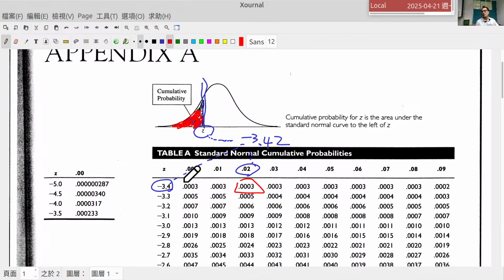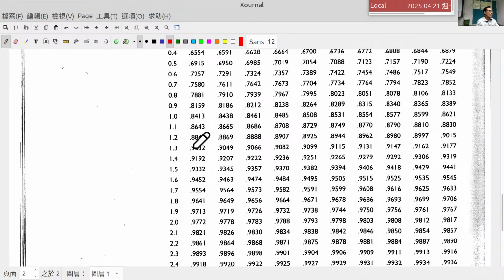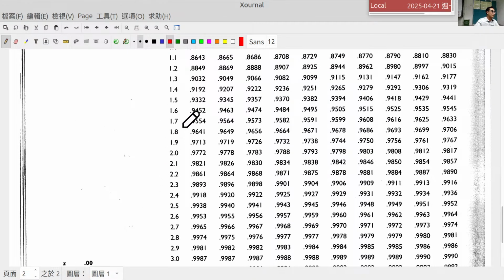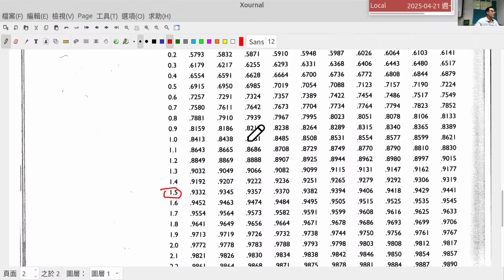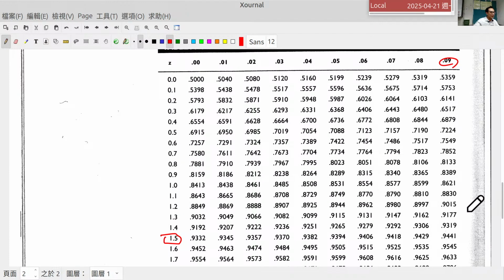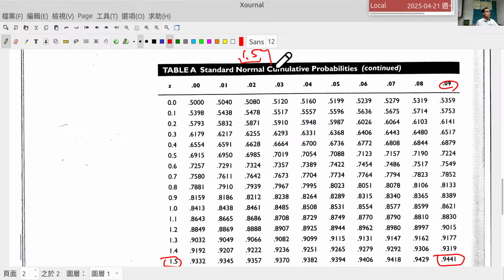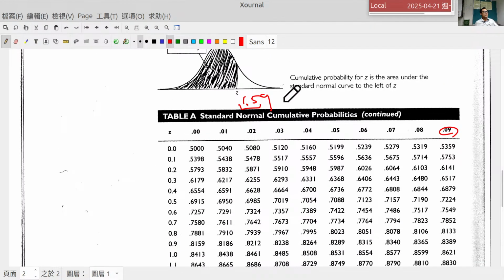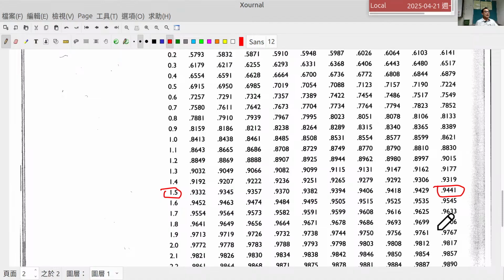What's the number on the z-score table? 1.59. The first two digits, 1.5, is here, and 9 is here. We get it. Is it okay? 1.59. 1.5, the first digit, is on this direction, and the third digit, 9, is on this direction, and the area is 0.9441.